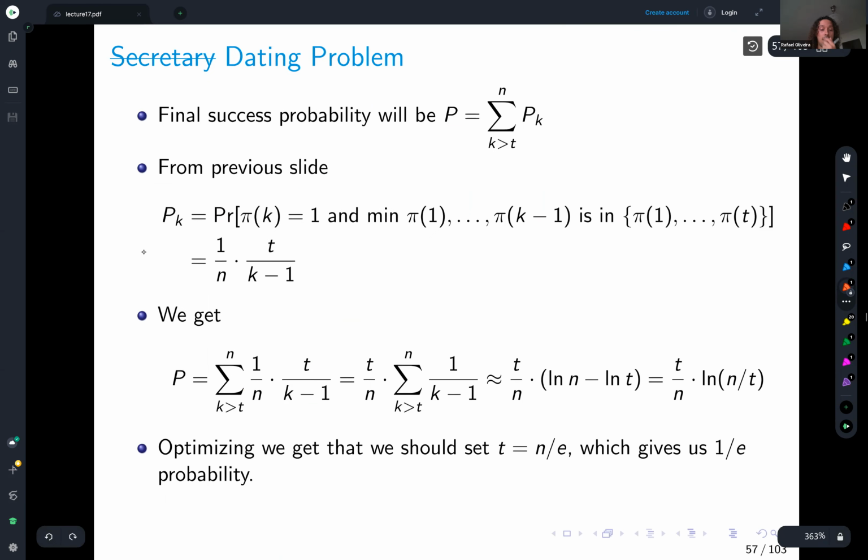Okay. And then if we optimize this, we see that we should actually set T to be equal to N over E, which gives us a 1 over E probability. Does that make sense? So this would be our probability of success.